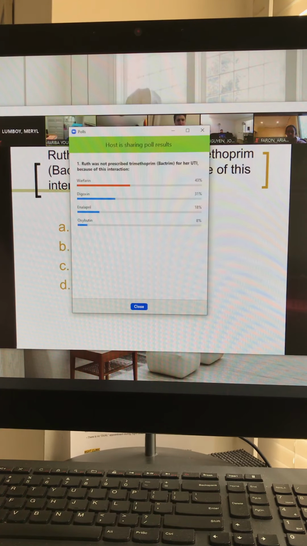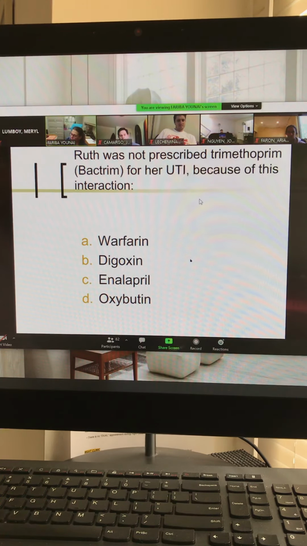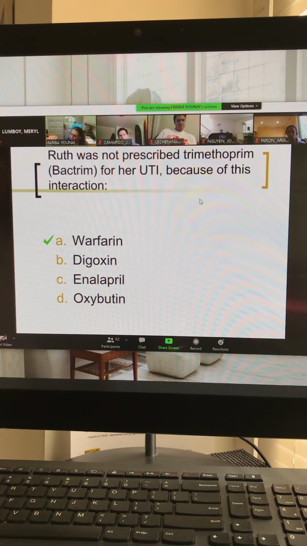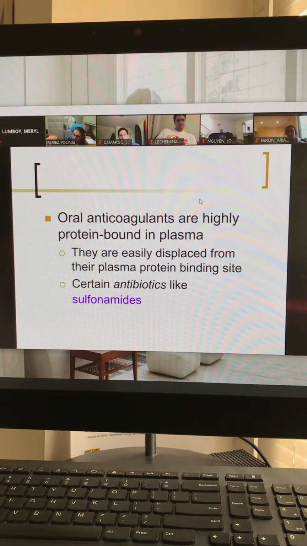So most everybody went with Coumadin, then the next one is digoxin, and then the other two medications. So let's talk about this kind of interaction. There are different kinds of interaction. I'm going to post that material for next class. There are different kinds of interaction that can happen.